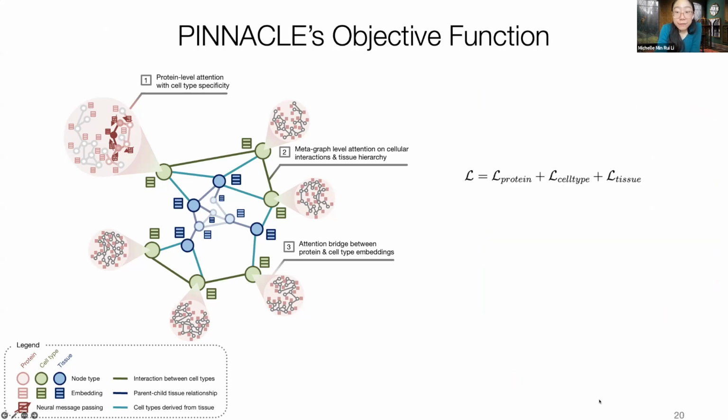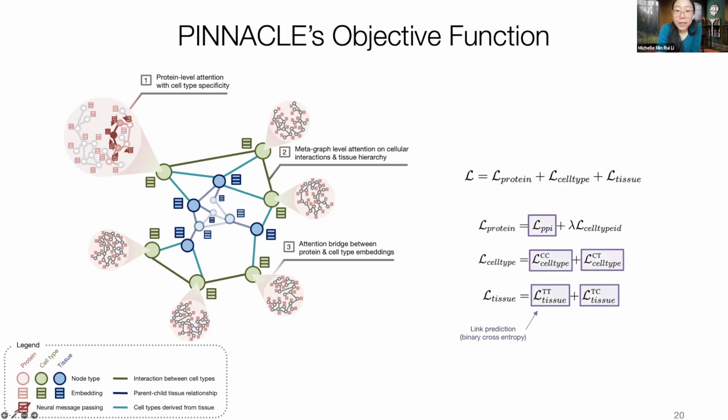As for our objective function, we have three terms. We have loss at the protein level, cell type level, and tissue level. So at the protein level, we perform link prediction on the PPI edges. We also predict which cell type the protein is activated in. At the cell type and tissue levels, we perform link prediction only, but considering separately the different edge types. For link prediction, we use binary cross entropy, pretty standard. For cell type classification, we use center loss.